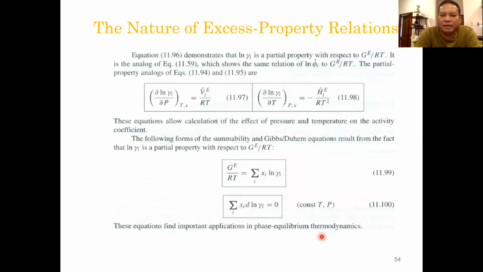Okay, the nature of excess property relationships, and the partial properties. Equation 11.96 demonstrates that the log of the activity coefficient is a partial property with respect to GE over RT. It is analogous to this equation and the same relation to this and this. So if you look at the equations here, they are very similar. This is applied for the vapor and this applies for the solutions. So you can see that the equations are very much the same.